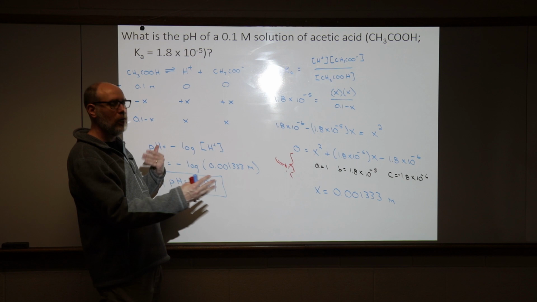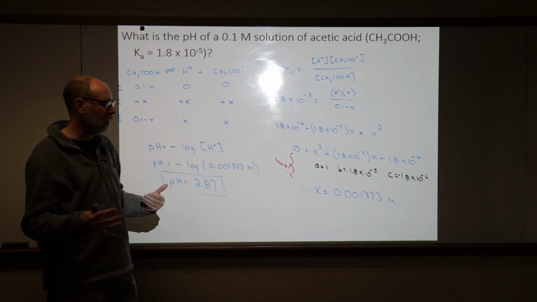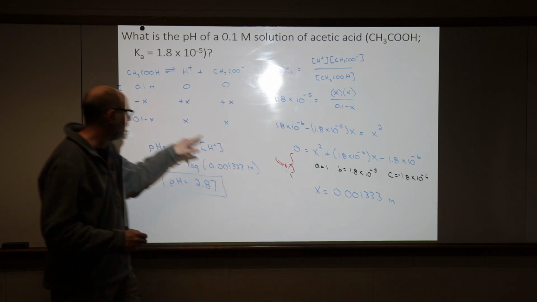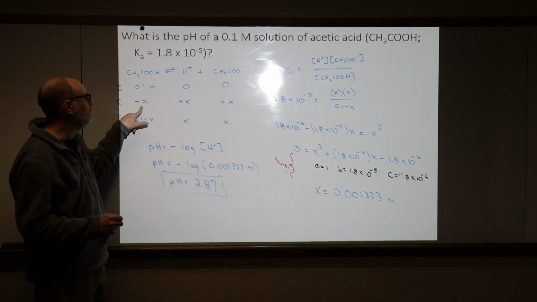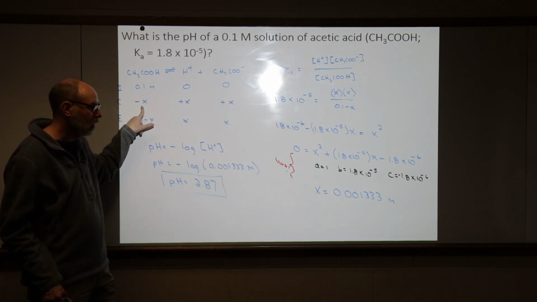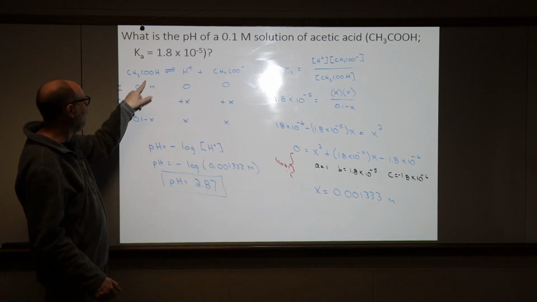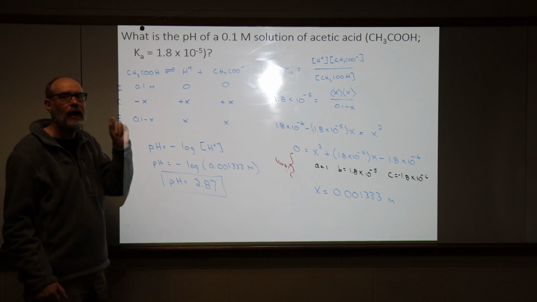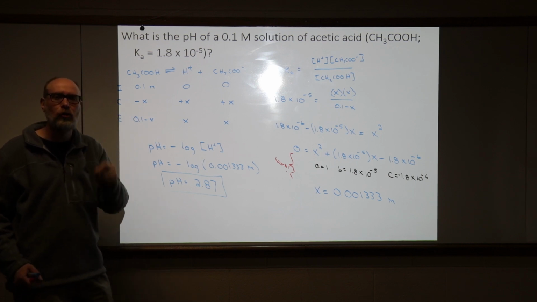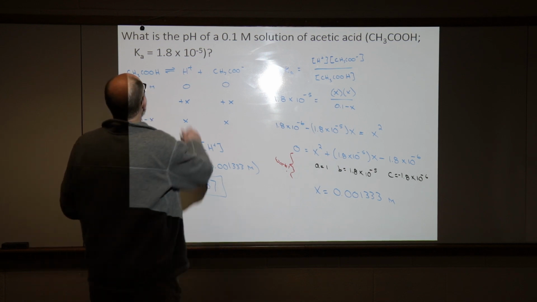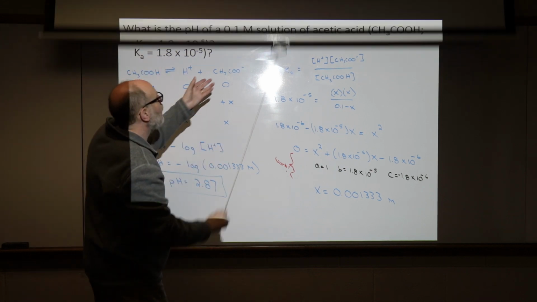So I want to show you a way that we might be able to get to that point. And to do that, I want you to notice that this change, this X, which is the change in concentration for acetic acid, is really, really small, right? Not much of that acid is dissociating at all. And that's going to be the key to the assumption that we're going to come up with. All right, so I'm going to pull this back down.